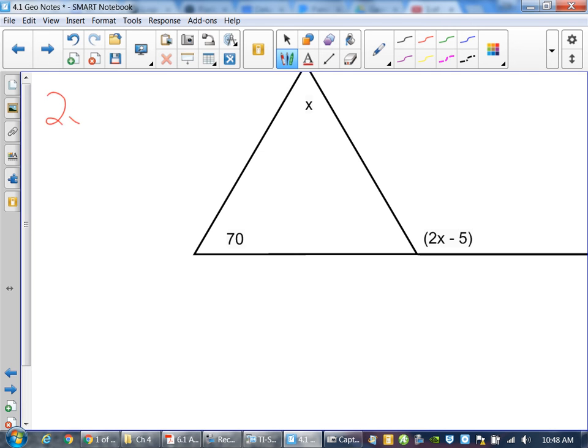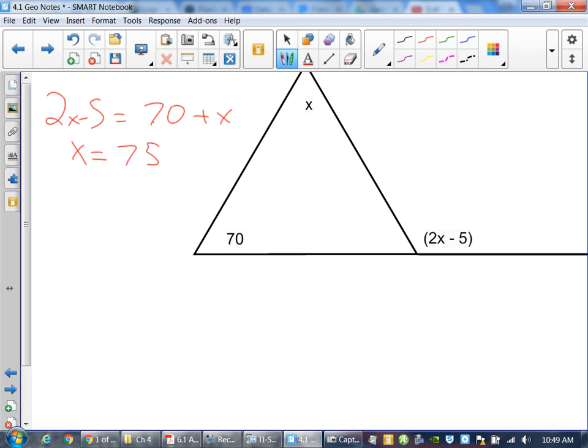So 2x minus 5 is 70 plus x. The word sum means add. So quick math. Move the x, move the 5. You got x is... Boom. Kevin was right.